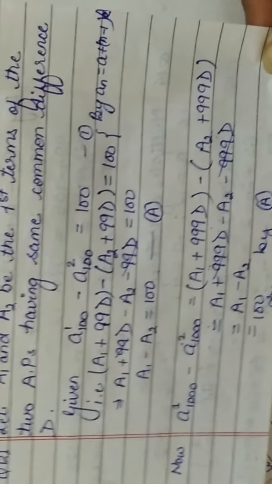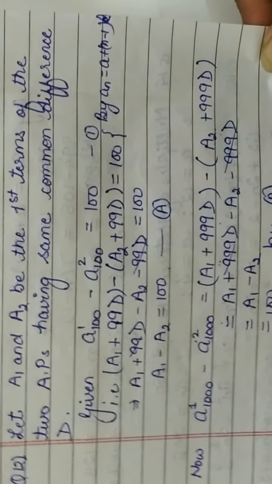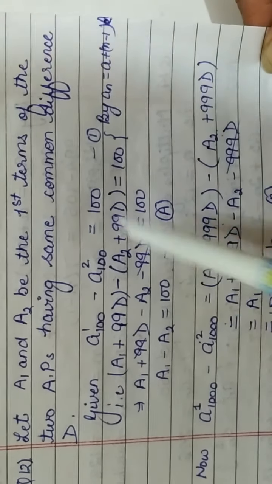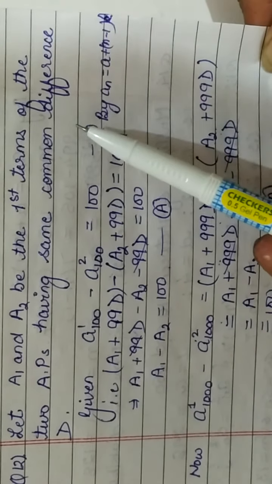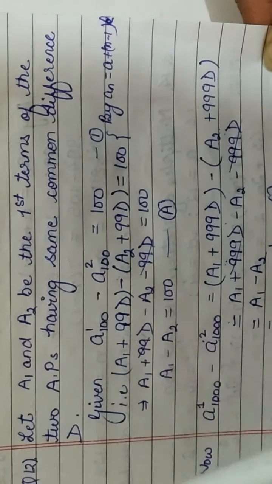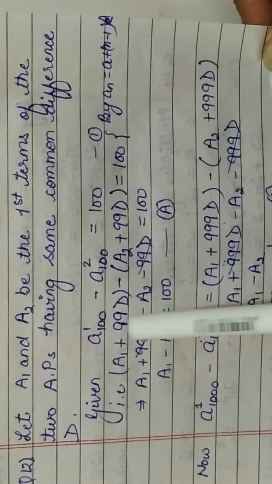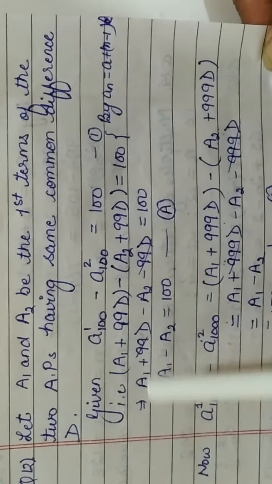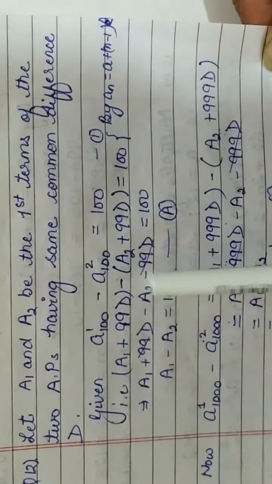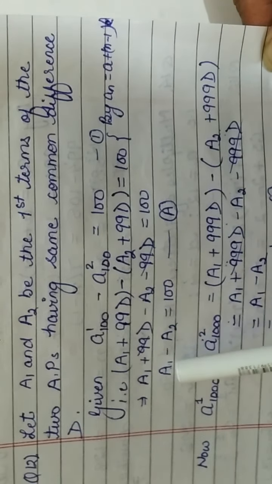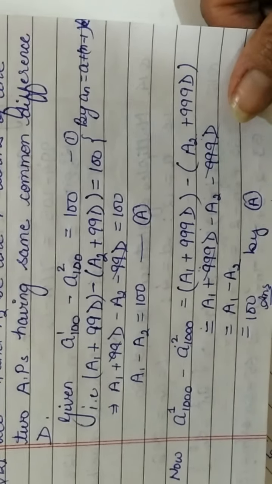Now this question, children, is giving us one result out here. And what is that result? That is that if you have two APs with the same common difference, then irrespective of their first terms, the difference between any of their corresponding terms, fifth term, 50th term, 500th term, will be the same as the difference between their first terms. So that is the conclusion we have drawn from here.